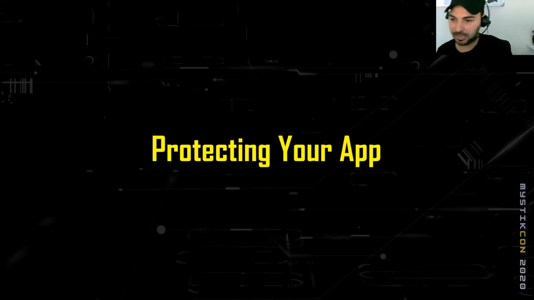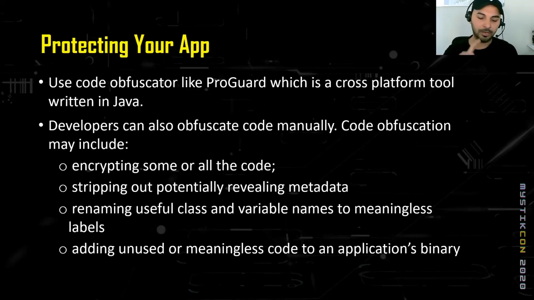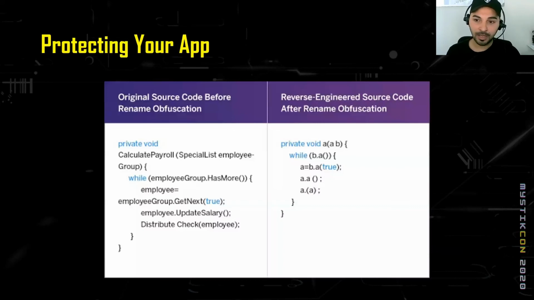Protecting your app. As I promised, the last section is focused on the blue teamers: how to protect your applications, and what kind of measures you can put in place to make our life harder. First of all, make sure you have root detection enabled on your app. Make sure you have SSL pinning enabled for your app, and try to minimize or obfuscate the code that you have written. You can use things like a code obfuscator.